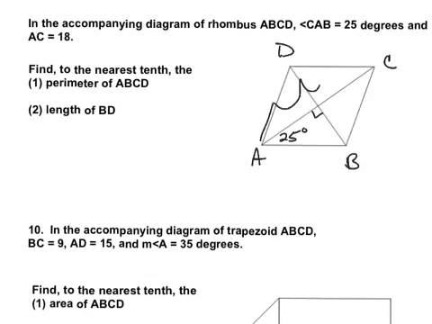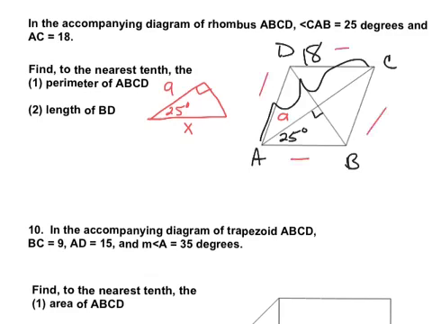Now, if the entire diagonal is 18, the diagonals bisect each other, which means this side is going to be 9. So here's what I have. I have a right triangle. I have an angle of 25 degrees. One leg is 9, and I'm trying to find the hypotenuse. Because once I have that, if I add all the way around, I'll have the perimeter. So, which trig function do I use? This is the hypotenuse. This is adjacent. And you should know that you're going to use the cosine.